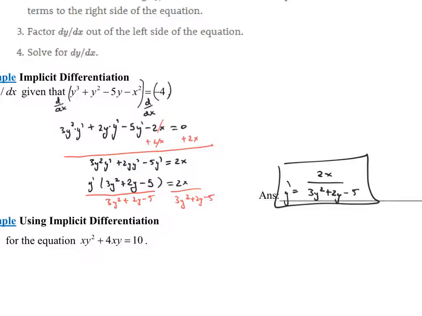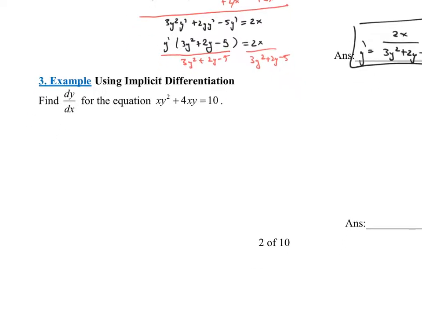Notice the difference though. Because our equation had both x's and y's, oftentimes it'll happen that your answer has both x's and y's. And that's perfectly fine. We solved for y prime, which is dy/dx, exactly as they asked. Let's go ahead and try a little more difficult example.